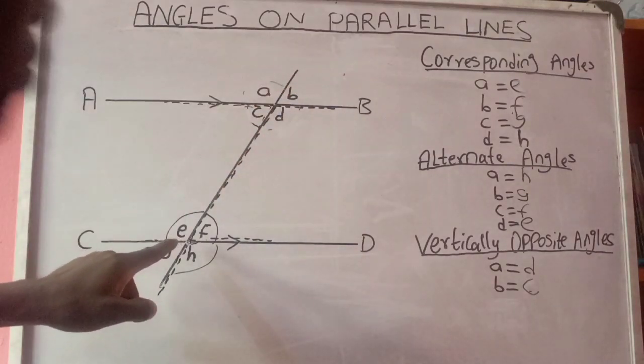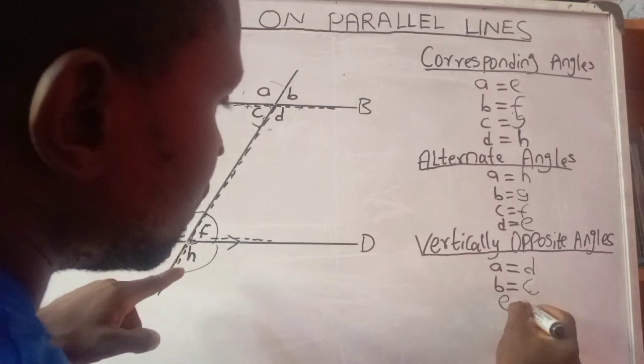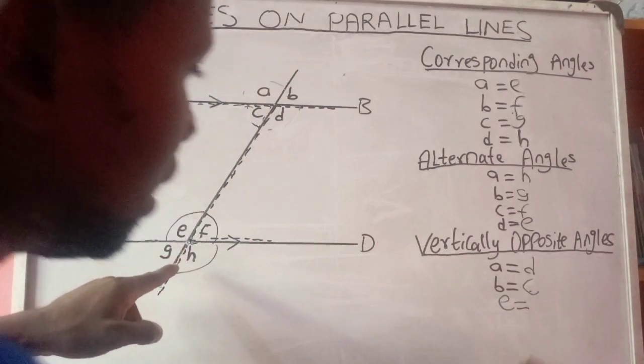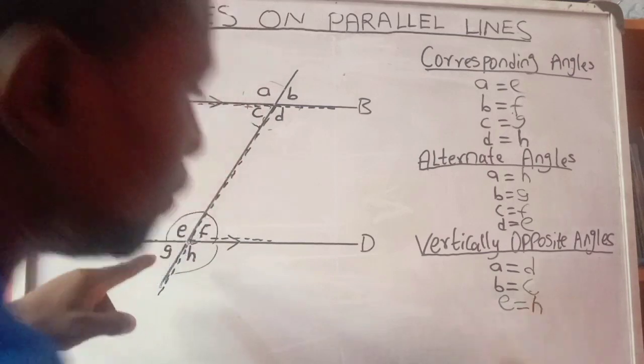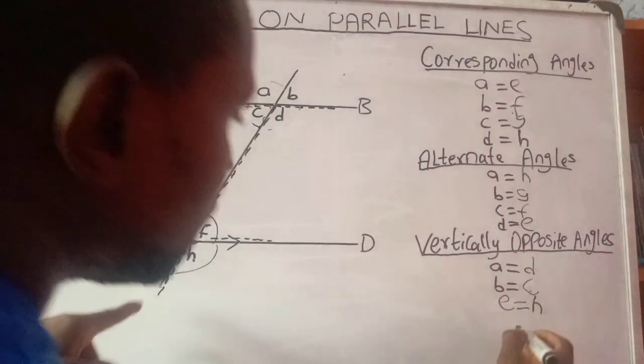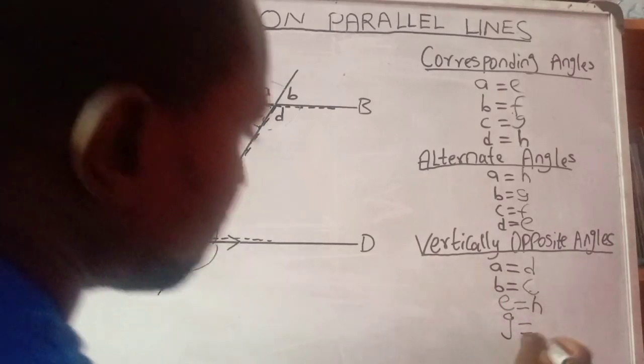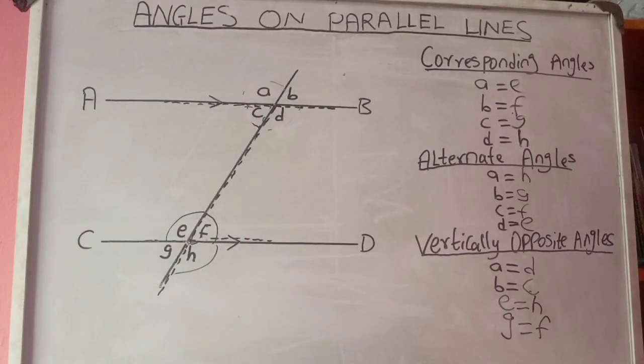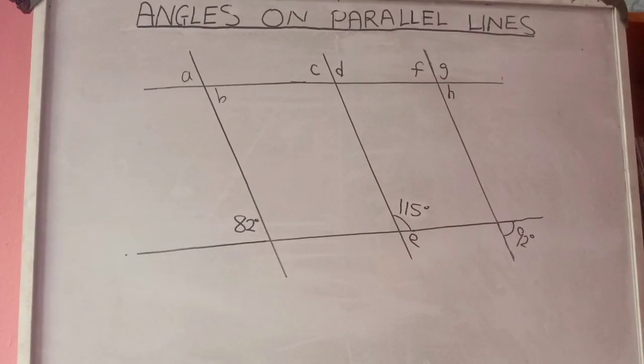Then we have to go to the other ones. That is to say, E is equal to what? Can you guess what it is? That's H. E is equal to H. Then G is equal to F. So that is what we call the vertically opposite angles. I hope you understand the background knowledge of vertically opposite angle before we begin to take some examples. You can move back and rewind the video, watch it again to understand it once more as we go into taking some examples.